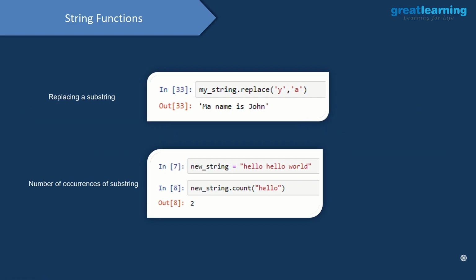Now we'll look at 2 more functions. So if we want to replace a substring, so let's say over here, initially the string was my name is John, and I wanted to replace Y with A. So we can use this replace method, right? So instead of my name is John, the string is now changed to my name is John, right? Well, the string has a bit of swag associated with it, isn't that?